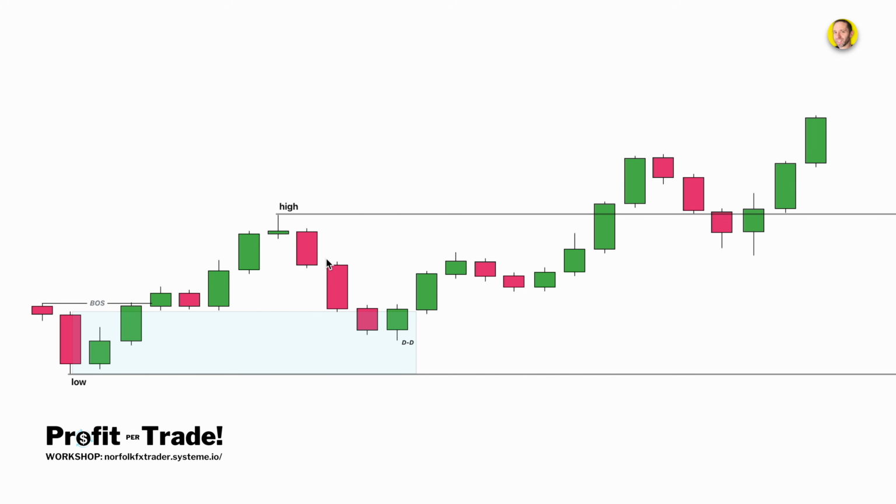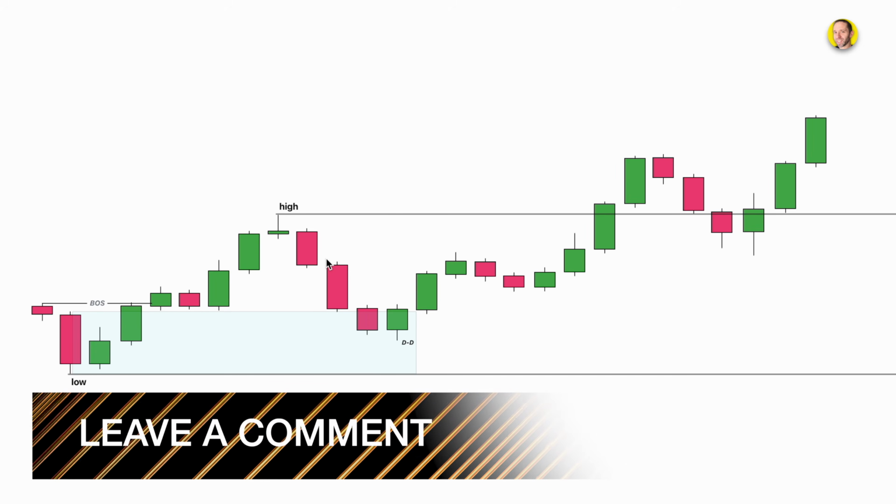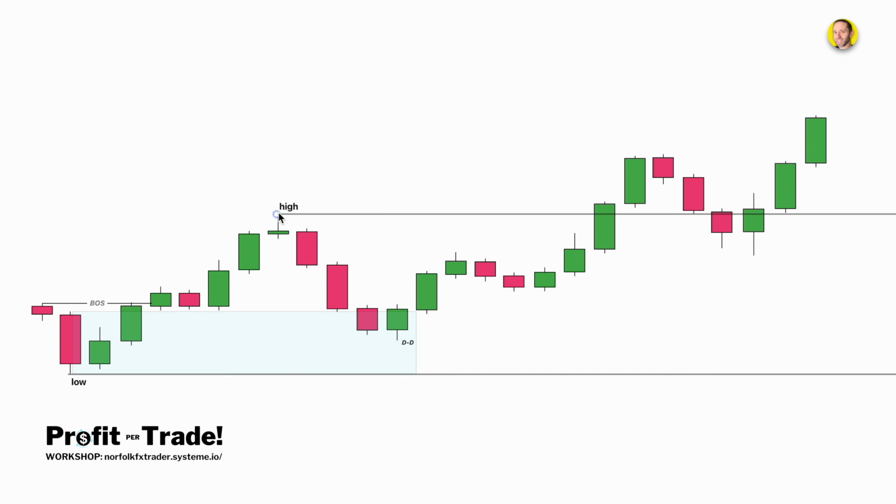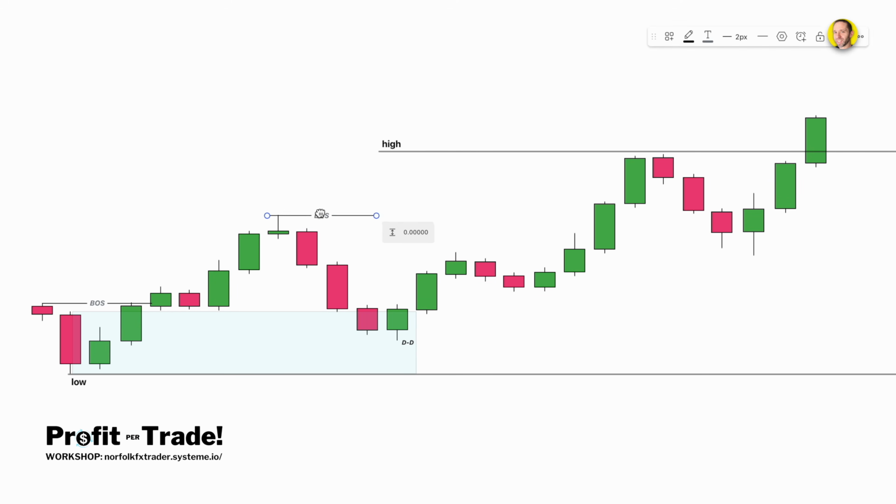If it is, drop a comment and let me know if that's the way you've been looking at your structures. If it is, then this becomes what? It becomes a new break of structure for you. So this becomes your new break of structure right here in the market.